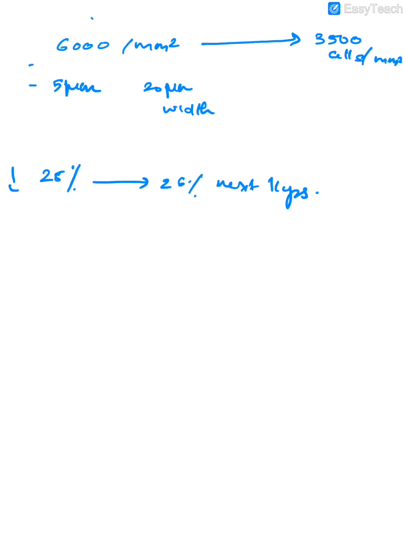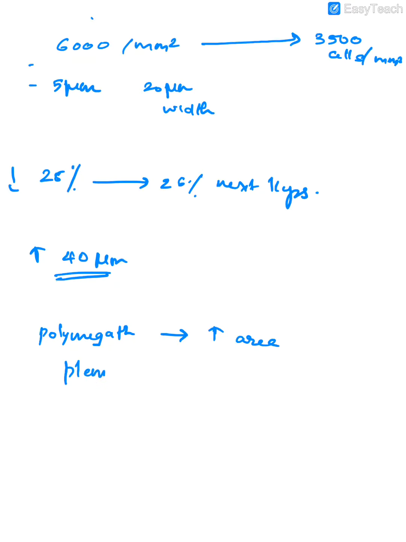And in old age, because of the dropout of cells, the remaining cells can increase in size, and can reach up to 400 micrometers in size because the cells try to compensate for the loss. Now, as I've told, polymegathism means there is increased variability of the cellular area, and pleomorphism means there is a deviation from the normal shape.